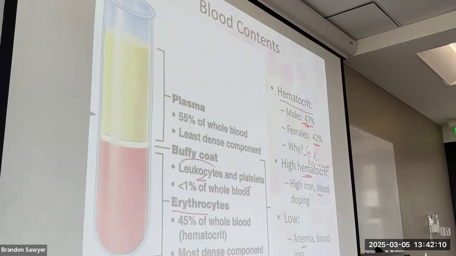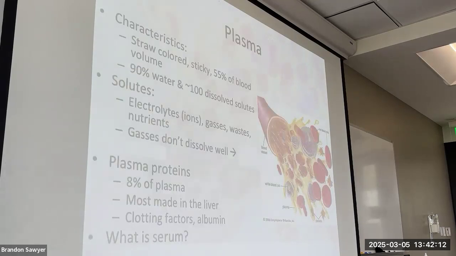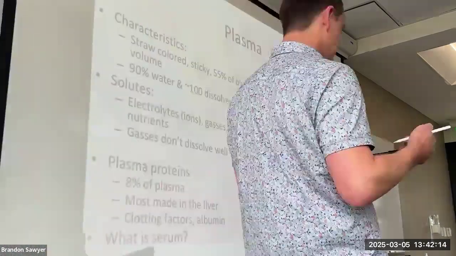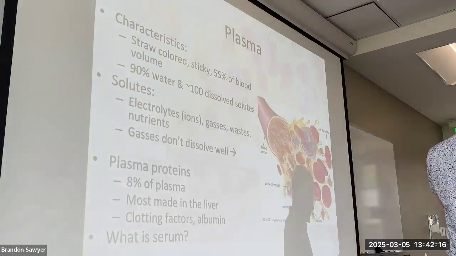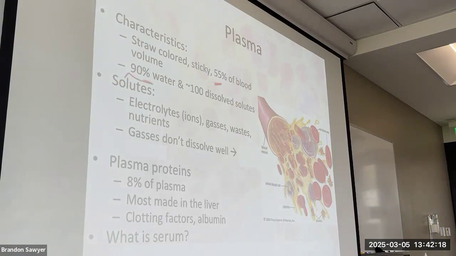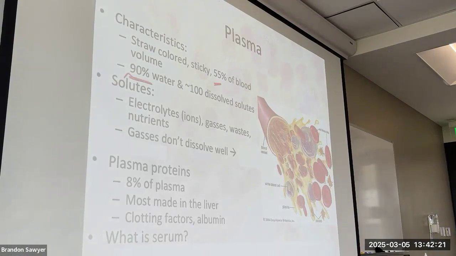Okay. All right. So let's talk about the plasma first. The plasma has this kind of yellowish color. Again, it's 55% of our blood volume, and it's mostly water. 90% of it is water, and then about 100 different things are dissolved into it. So this includes all of our electrolytes, ions, right? Gases, oxygen, CO2, waste products, nutrients.